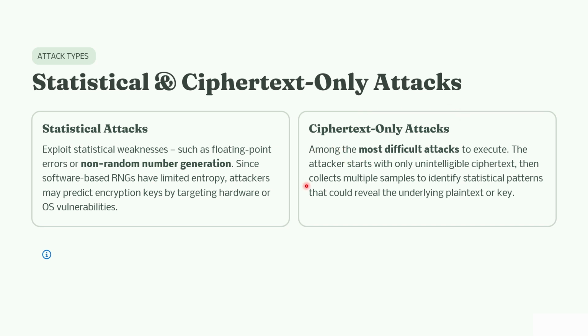Next are ciphertext-only attacks, among the most difficult attacks to execute, because we don't know what algorithm was used to convert the data into ciphertext. It is the most difficult attack to execute, but it also takes place. The attacker starts with only unintelligible ciphertext, then collects multiple samples across multiple sessions to identify statistical patterns, and that could reveal the plaintext or key.